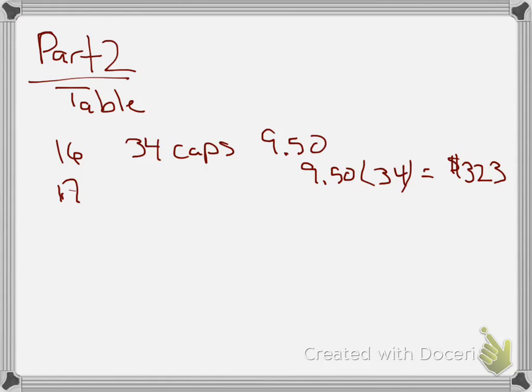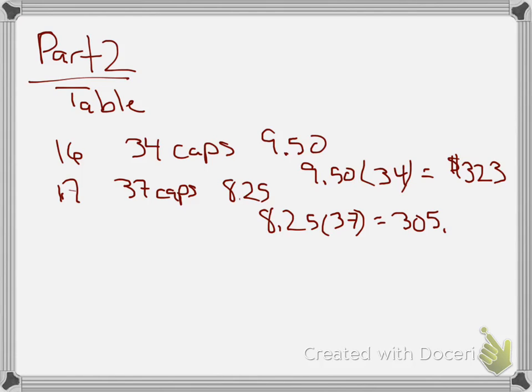Or if he's ordering 37 caps, there's a price point of $8.25. So if he spends $8.25 for 37 caps, then he will have spent $305.25. So, not a problem. That should be easy. I think the next problem is the bigger one.